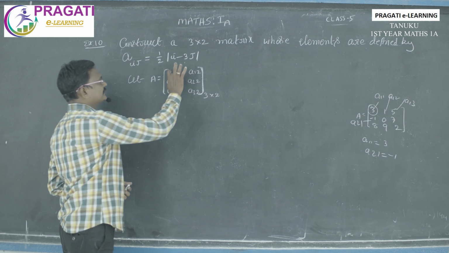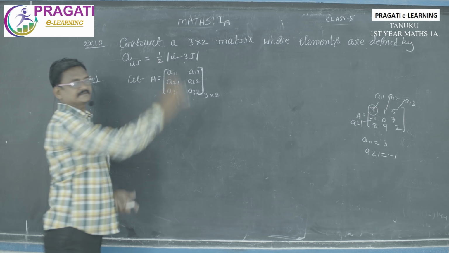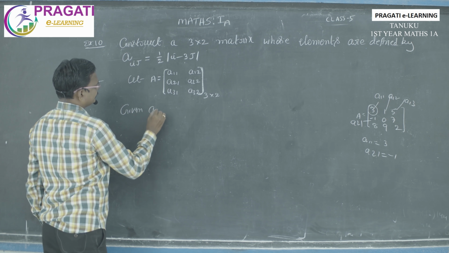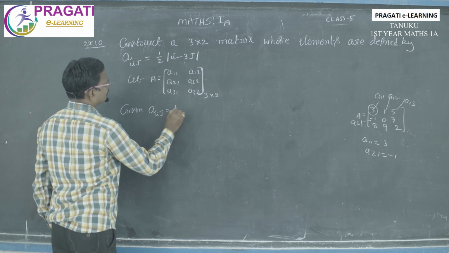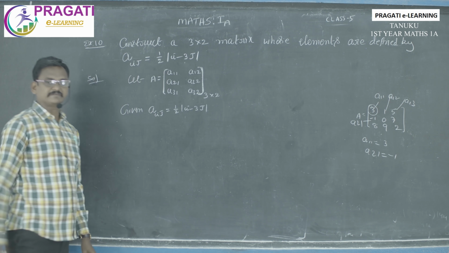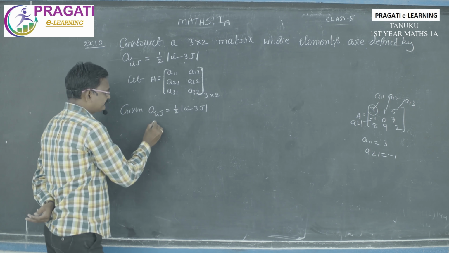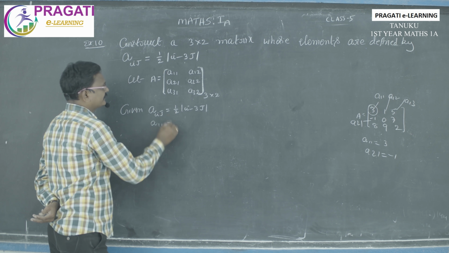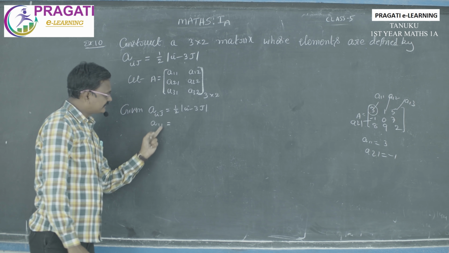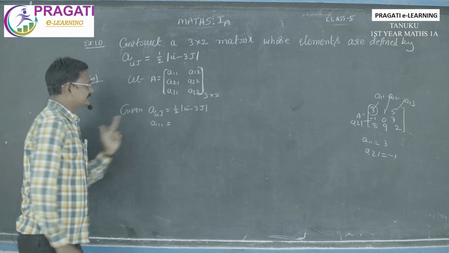Now we have to calculate all these elements with the help of the given Aij is equal to 1 by 2 modulus of I minus 3j. This is the given element position. Now we have to calculate each element. First we are calculating A11. That means here the I value is 1, the J value is 1. Are you following clearly? I value is 1, J value is 1.